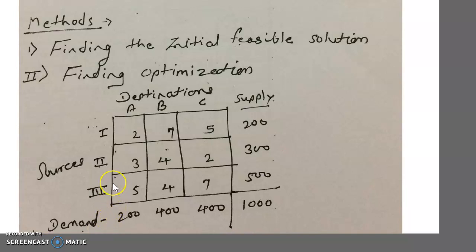I have quoted here one structure of a transportation problem. There are three sources, 1, 2, 3. Each source has a respective capacity, and there are three destinations having respective demands. The total supply is 1000 and the total demand is also 1000. Therefore, this structure is a balanced structure, so we can solve the problem likewise.